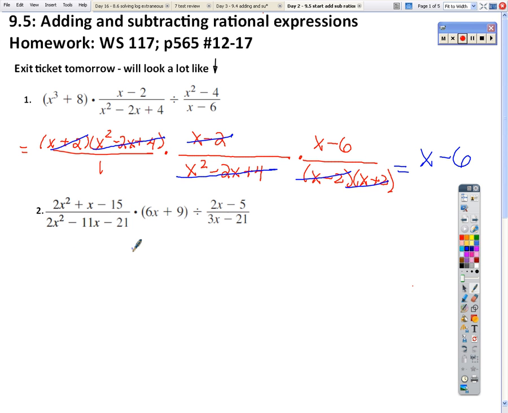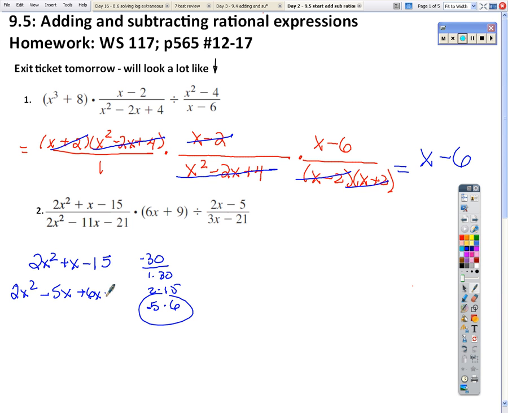Okay, so for number 2, does anything multiply to negative 30 that adds to positive 1? So we can factor that by splitting the middle. Here, I'll write out my steps for that. So what multiplies to negative 30 that's going to add to 1? We're going to pick negative 5 and 6. So 2x squared minus 5x plus 6x minus 15.